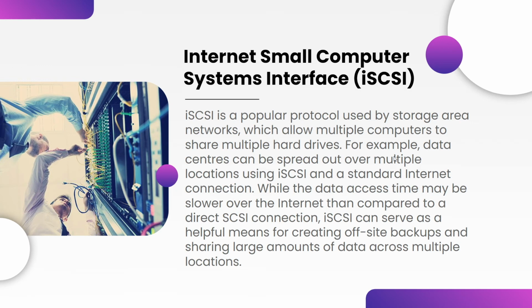iSCSI is a popular protocol used by storage area networks, which allows multiple computers to share multiple hard drives. For example, a data center can be spread over multiple locations using iSCSI and a standard internet connection. While the data access time may be slower over the internet compared to a direct SCSI connection, iSCSI can serve as a helpful means for creating offsite backups and sharing large amounts of data across multiple locations.